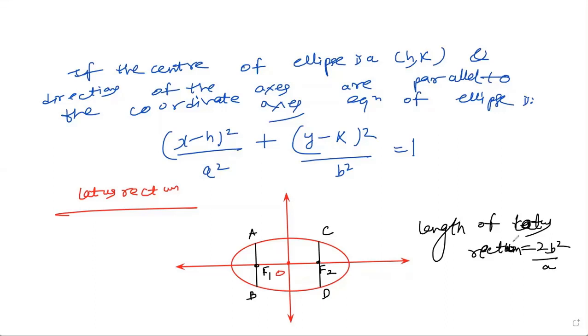Okay, so just remember one thing, it's basically the line that is perpendicular to the axis, the horizontal axis in this case, or we can also say it's perpendicular to the major axis and passing through the foci. Okay, so the length of this line segment will be our latus rectum.